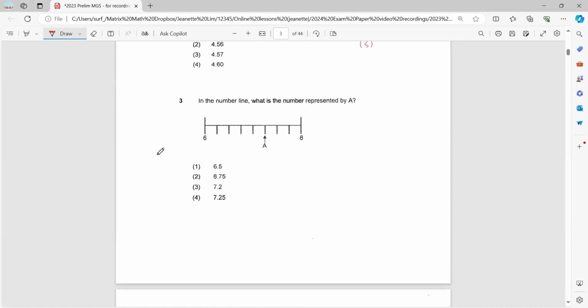Question 3. In the number line, what is the number represented by A? So between 6 and 8, it's an increase of 2. 1, 2, 3, 4, 5, 6, 7, 8. There are 8 intervals, and right in the middle of it, this would be 7. So between 7 and 8, there are 4 intervals. So this is a quarter. So A is 7 and 1/4, which in decimal is 7.25. Number 4.